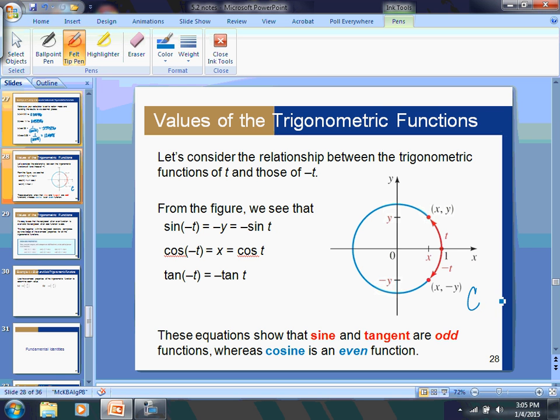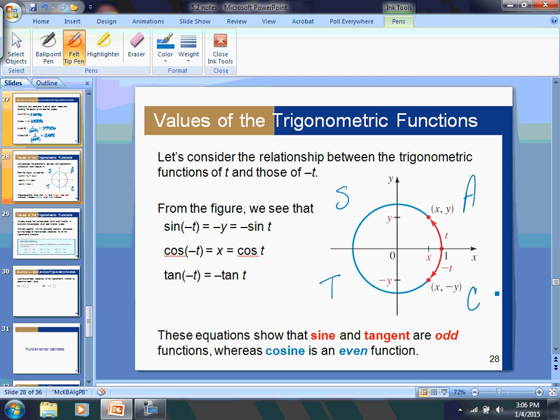Okay, and we saw yesterday that in the first quadrant everything is positive. So there's a little mnemonic device to help you remember which ones are positive in which quadrant. And that is All Students Take Calculus. So in the first quadrant, all of them are positive. In the second quadrant, only sine is positive. In the third quadrant, tangent is positive, and in the fourth quadrant, cosine is positive.